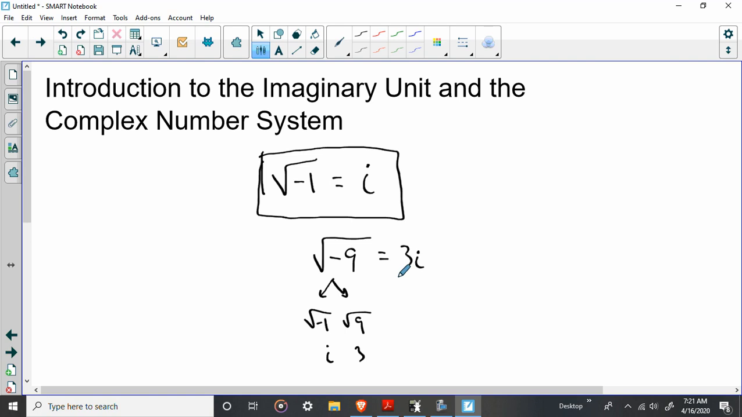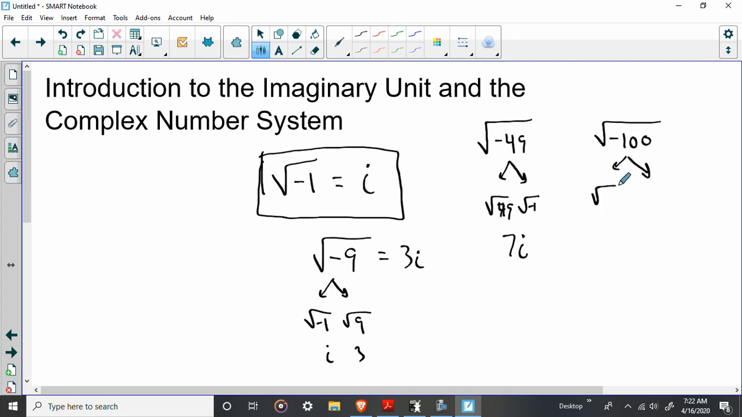Again, this will allow us to perform operations with numbers like this. So real quick, what's the square root of -49? Let's break this down. That would be the square root of 49 times the square root of -1. The square root of 49 is 7, and the square root of -1 is i. All we need to do is separate out that negative. What's the square root of -100? Break it down, just like we were doing last week. That's the square root of 100 times the square root of -1, because 100 times -1 is -100. The square root of 100 is 10, and the square root of -1 is i.